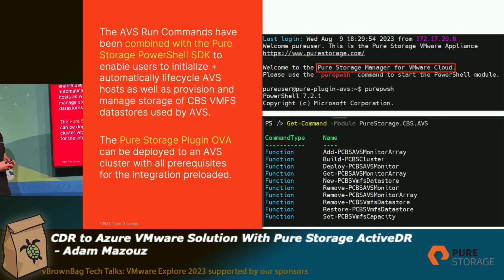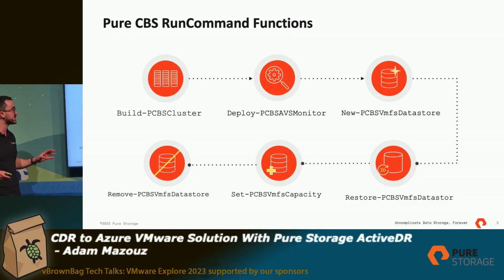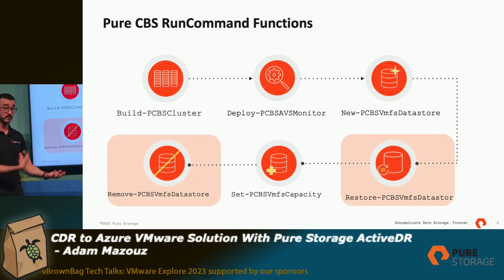We combined it with the Pure Storage PowerShell SDK plus some PowerCLI from VMware, and we packaged it all down into the Pure Storage plugin OVA. So now, if you're aware of the Pure Storage plugin OVA, we have different flavors. We have the client plugin, but also now we have Cloud Manager. So you install the OVA in your vCenter or AVS, and then you add this to your cluster. Once you have that, we have mainly 6 cmdlets, but today I'm going to be focusing on the restore cmdlet, so I can restore a VMFS datastore, and also how I can remove a datastore.